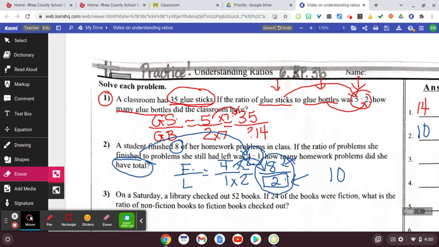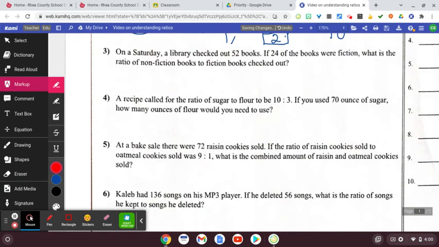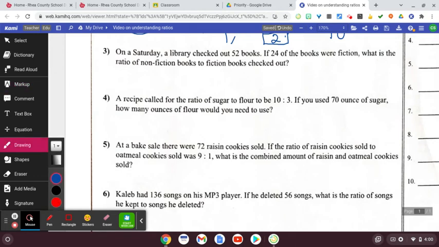Okay. Let me erase this, and maybe I can go on to the next one. Let me go to the markup. Maybe I can move it up a little bit. Oh, there we go. Okay. Sorry, guys. I'm learning as I go with this little software package.